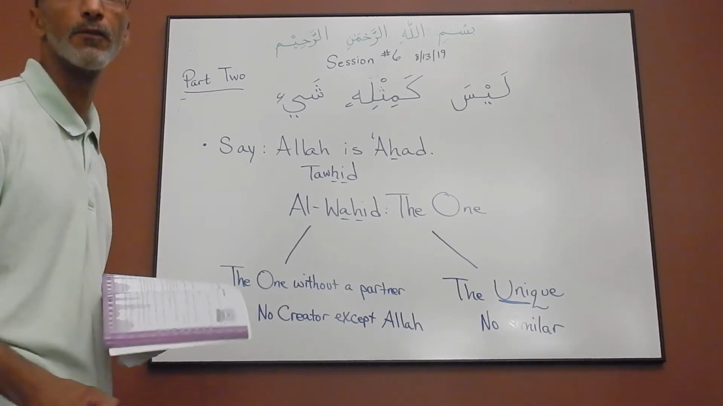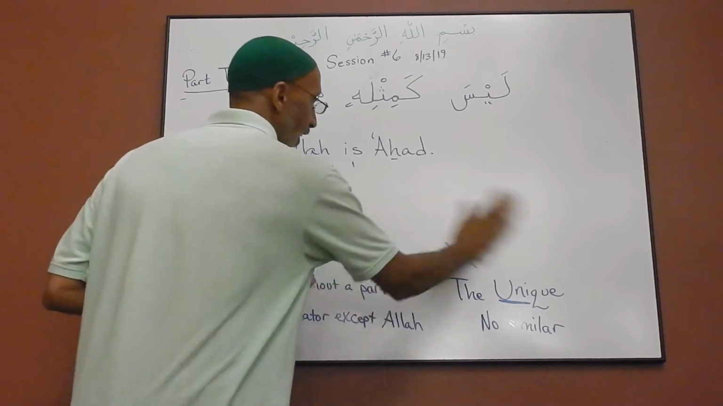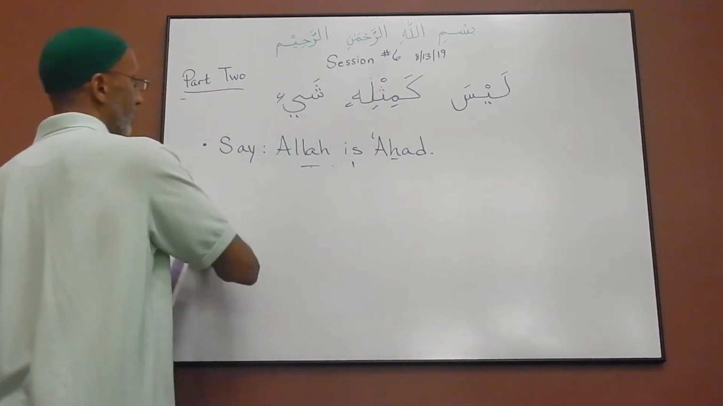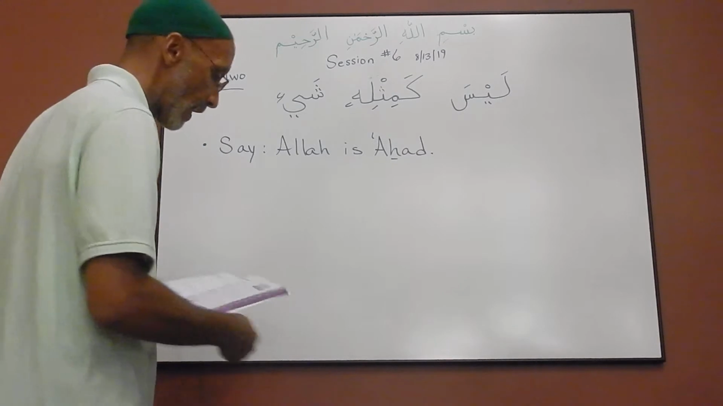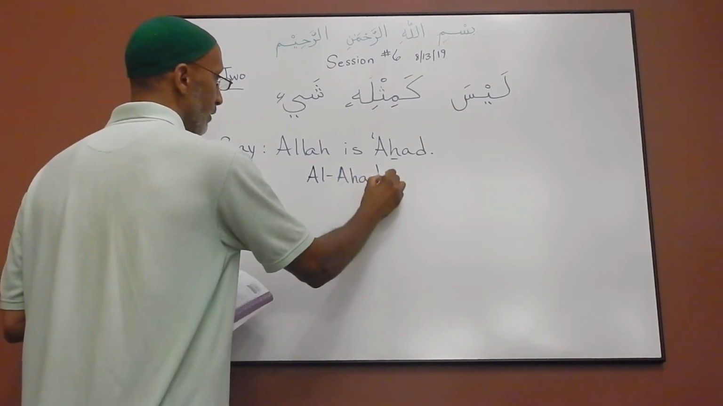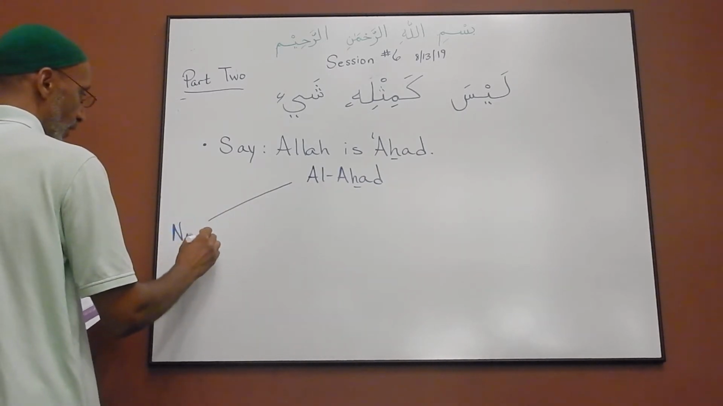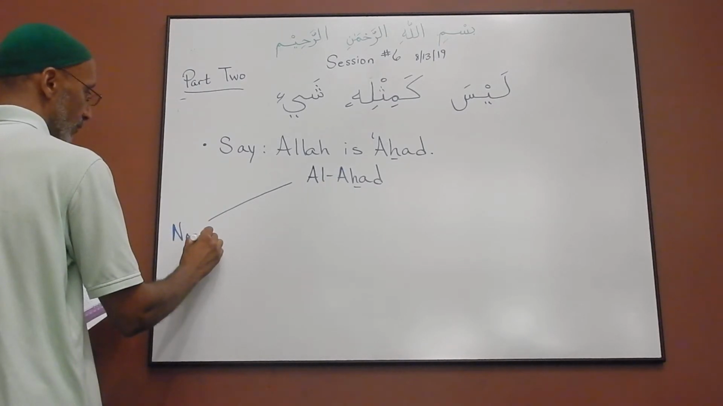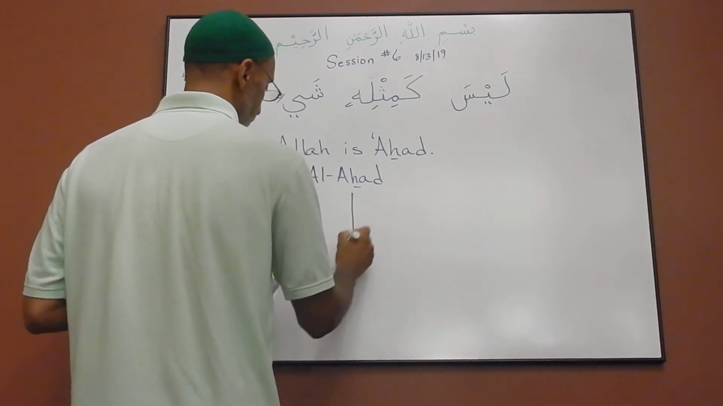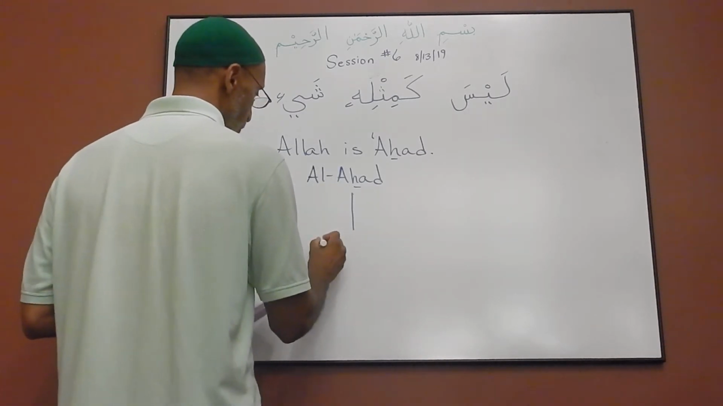Okay. So now let's talk about Al-Ahad. So Al-Wahid, Al-Ahad has a more comprehensive meaning than Al-Wahid. Say Allah is Ahad. So Al-Ahad, we're putting the definite article on it. What did we say the first meaning we mentioned for Al-Wahid? The one without a partner. No partner. The second meaning? No creator except Allah. That's right, but the second meaning. Unique. The unique, no similar.